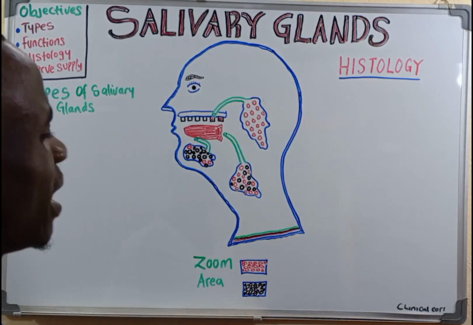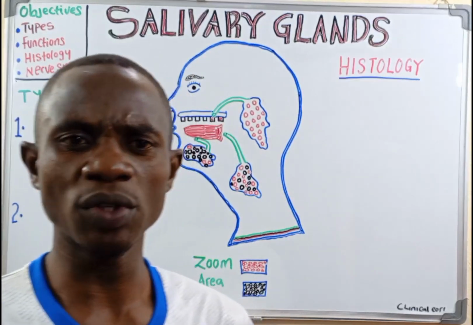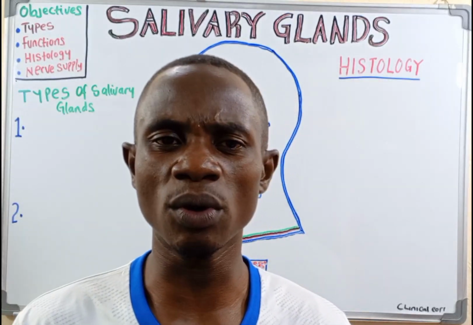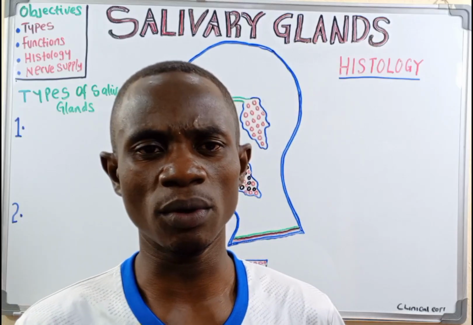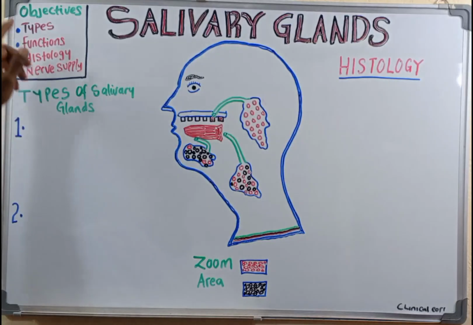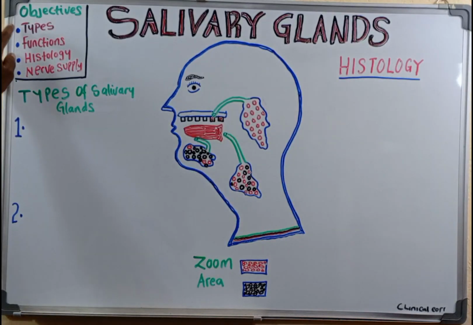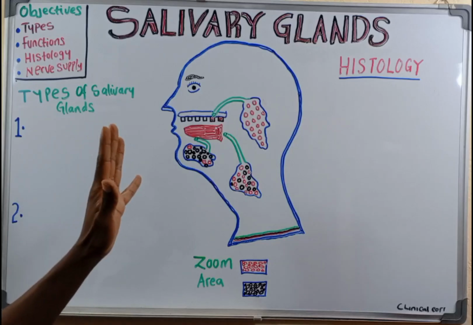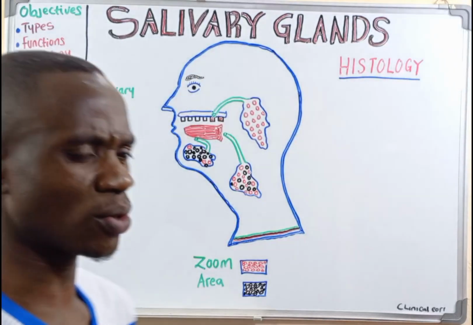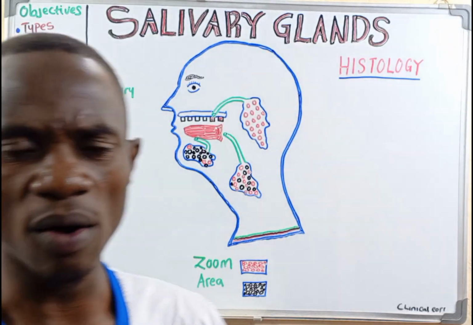Now, the salivary glands are among the most important tiny structures aiding in the production of saliva in the oral cavity. We are going to follow these objectives: the types of salivary glands, the functions of saliva, the histology of the salivary glands, and finally, I will briefly talk about the nerve supply.